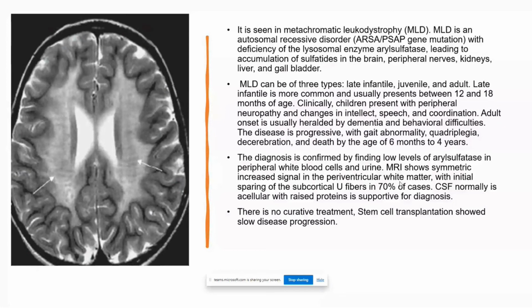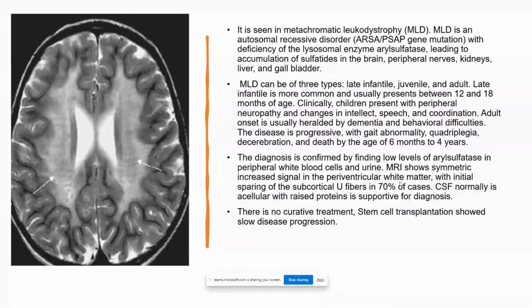MLD usually has three phenotypes: late infantile, juvenile, and adulthood onset. The late infantile is the more common type and usually presents between 12 to 18 months of age. Clinically, it manifests like a peripheral neuropathy with changes in intellect, speech, and coordination. Adult onset is usually heralded by cognitive decline or dementia and behavioral difficulties.